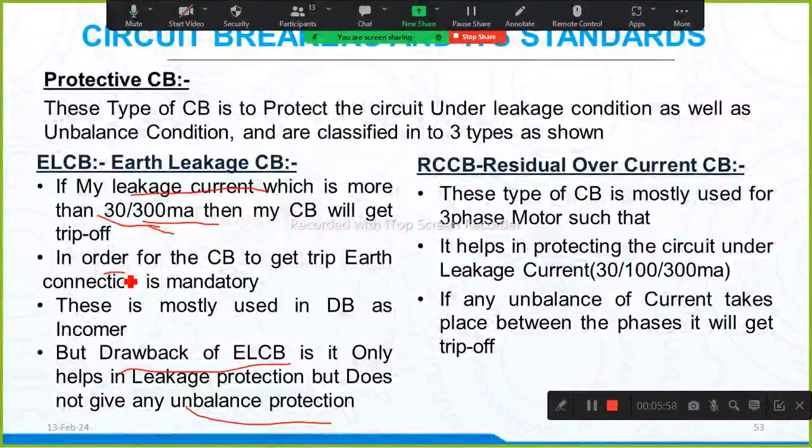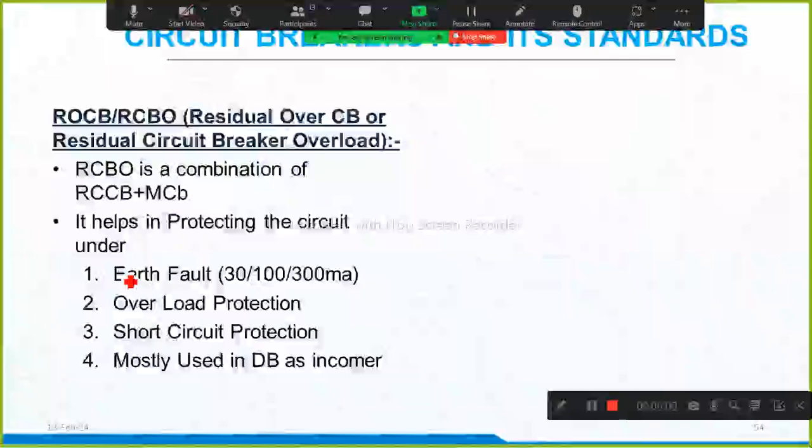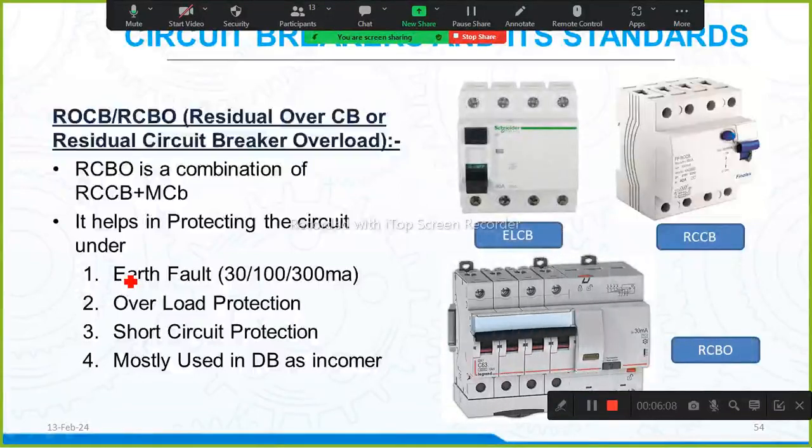That is about the RCCB. Then, as an advancement of RCCB, people came with a concept called RCBO, residual current circuit breaker with overload. RCBO is a combination of MCB plus RCCB. It gives protection under earth fault also, where you will get 30 milliamps, 100 milliamps, 300 milliamps in the market. Overload protection you will also get. Short circuit protection you are also going to get.